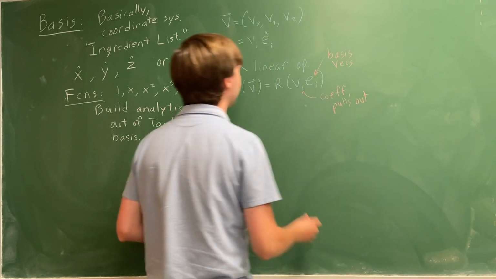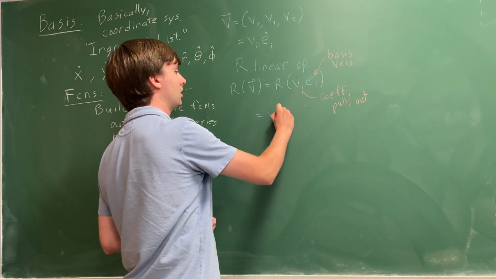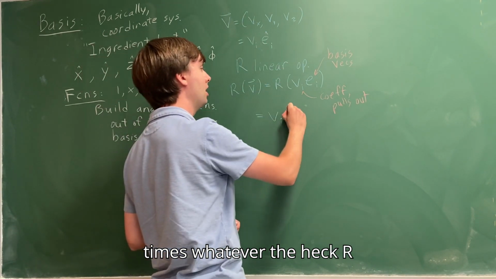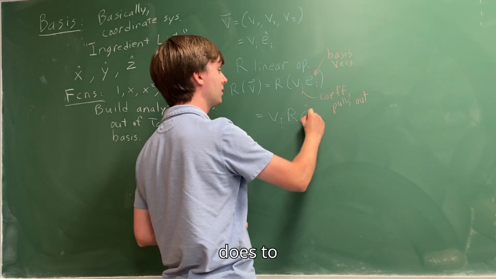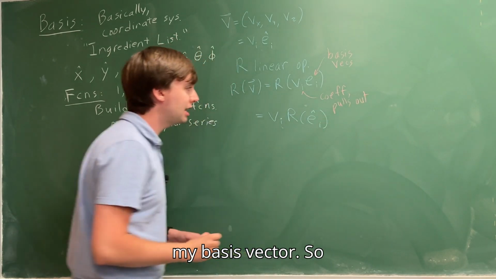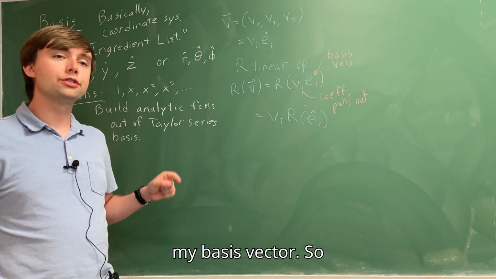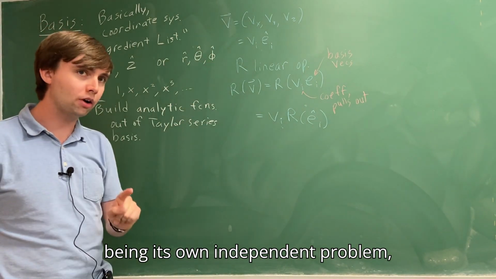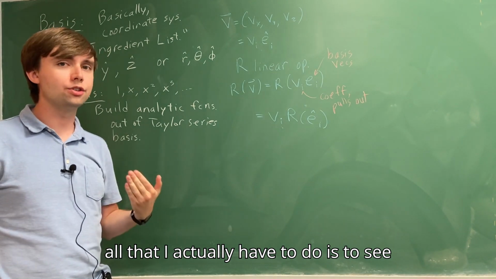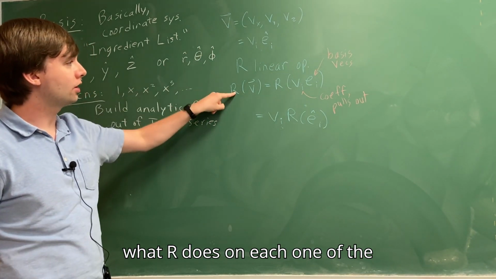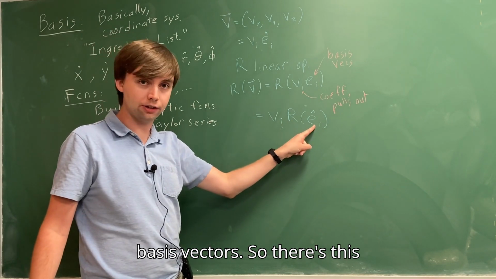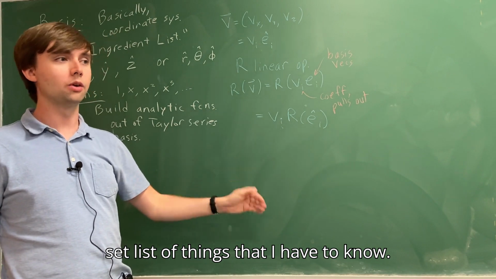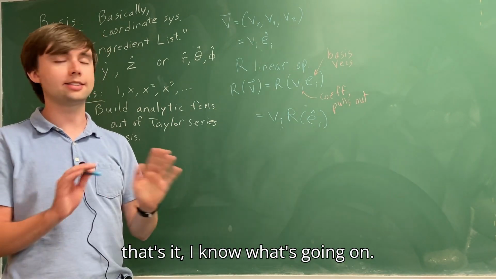So once I do that, I have this coefficient, the coordinate, times whatever the heck R does to my basis vector. So rather than every single vector I cook up being its own independent problem, all that I actually have to do is to see what R does on each one of the basis vectors. So there's this set list of things that I have to know. Once I know everything in that set list, that's it. I know what's going on.